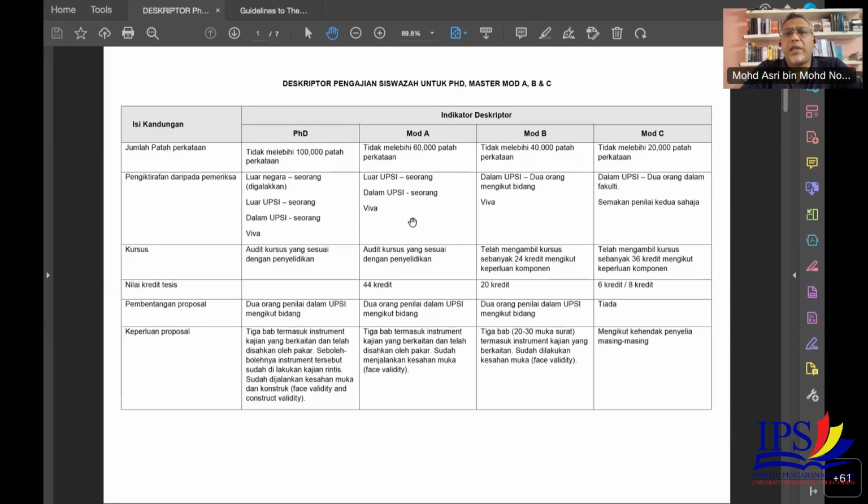Well, sometimes, like me, if I have too many students, sometimes I forget that this student is doing MOHD, this student is doing MOHD, this one is doing MOHD A. So sometimes they need to be reminded.